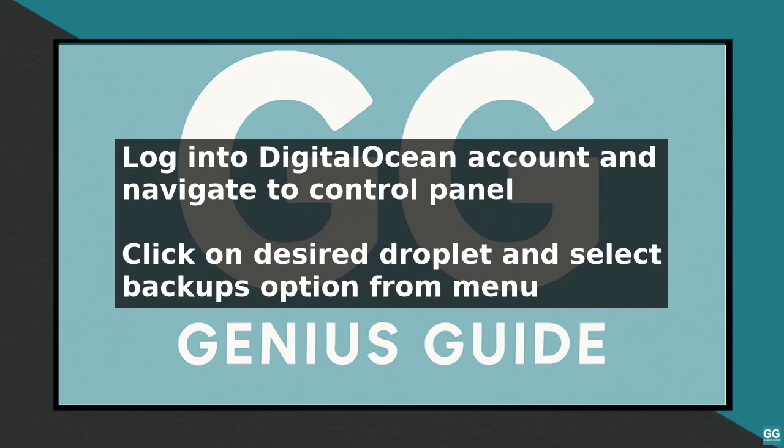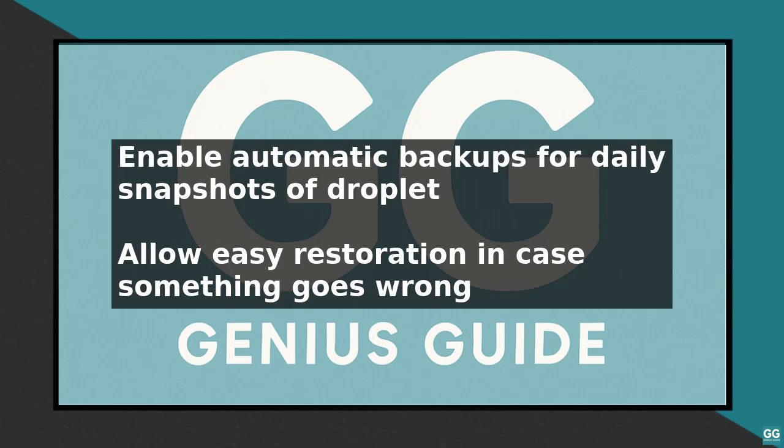DigitalOcean will then take a snapshot of your droplet on a daily basis, allowing you to easily restore it in case something goes wrong. It is also possible to take manual snapshots of your droplet at any time. To do this, click on the power button next to your droplet and select Take Snapshot from the drop-down menu. Give your snapshot a name and description, and then click the Take Snapshot button to start the process.